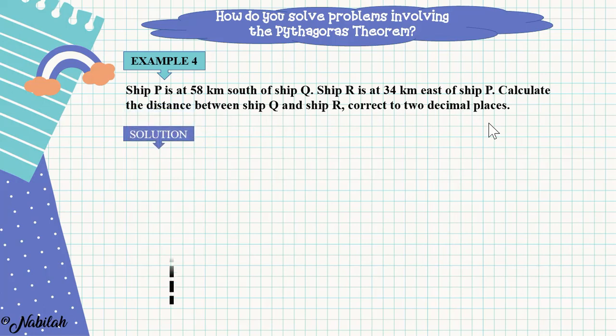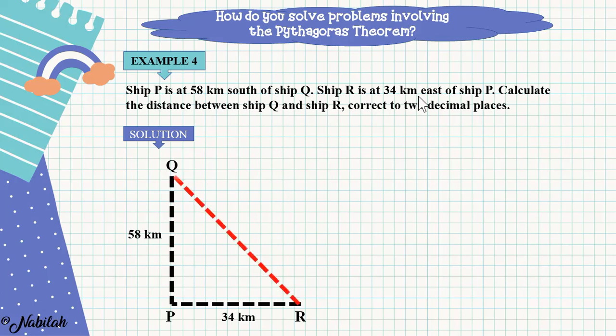So you can imagine that this is your Q, and then this is your P. Given that P is at the south, so this is Q, and at the south is P. So the distance is 58 km. And then from P here is R, where R is 34 km east of ship P. And then we want to find the distance between Q and R.